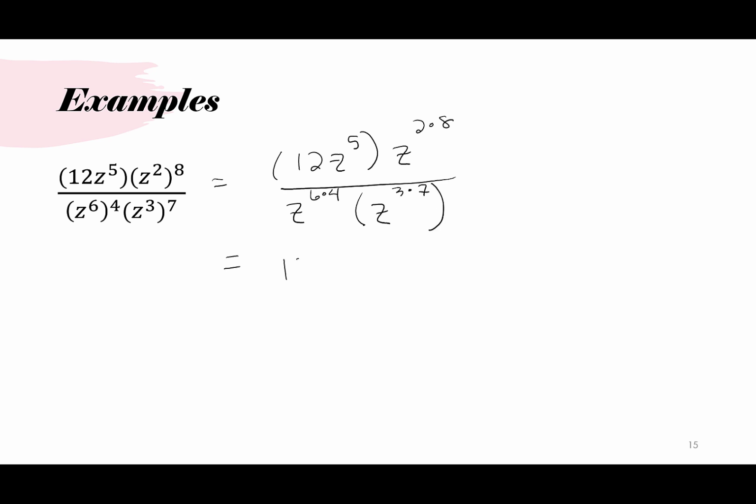So what do I have? I have 12z to the 5th. And then I have 2 times 8 is 16. I have z on the bottom. 6 times 4 is 24. And then 3 times 7 is 21.